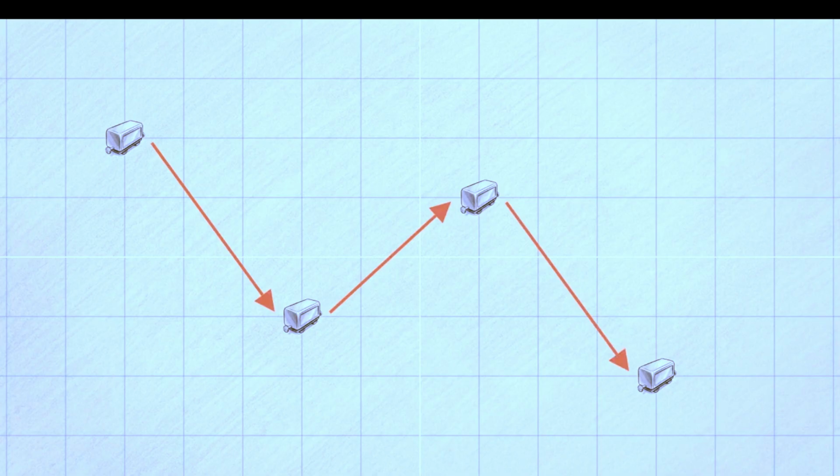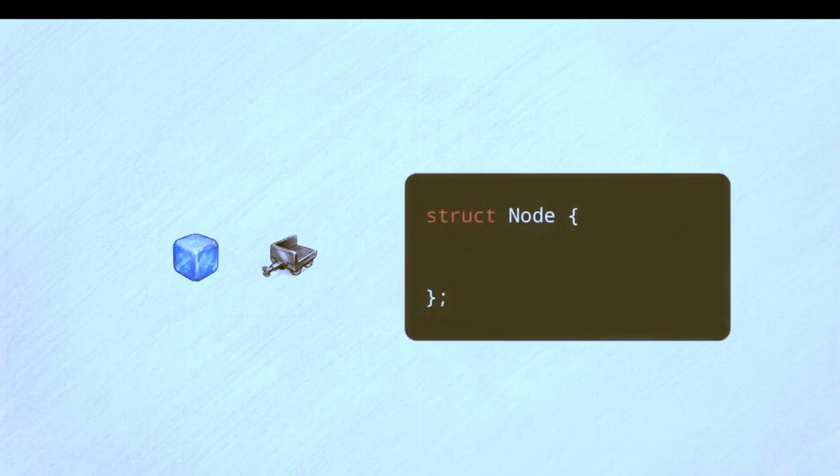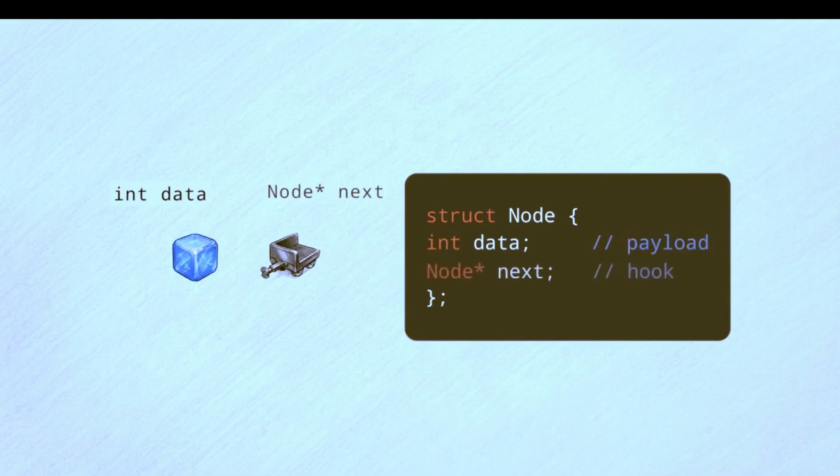By separating the information from its physical order in the computer's memory, we've removed the strict limitations of an array. The data no longer needs to sit side by side. It only needs to know how to find the next piece. We use a building block called a node, built from 2 parts. The payload, defined as int data, holds your information. The mechanical hook is a pointer, node * next, storing the exact memory address of the following train car.